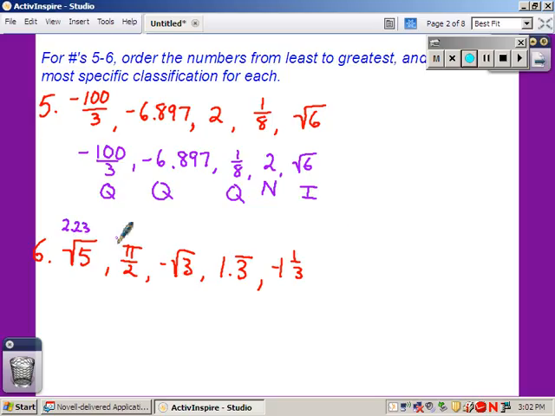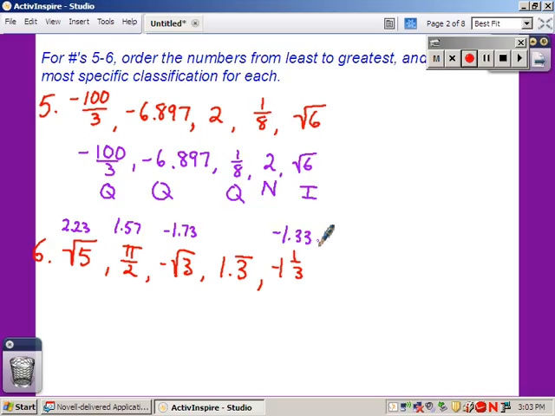I'm just writing it up here for reference. Pi over 2, I know, is going to be somewhere around 1.7 something, actually 1.57. Now I have square root of 3, 1.73, and it's negative, so negative 1.73. 1.3 with the bar, it's already a decimal. And negative 1/3 is 0.333, so this is negative 0.33. It keeps going.